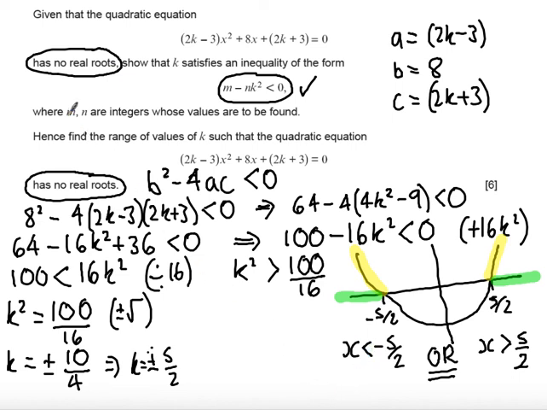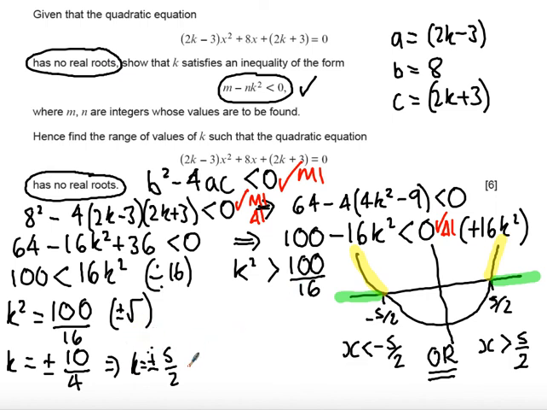Okay, so let's have a look to see how this question is marked. First of all, there is a method mark for indicating the correct relationship between the discriminant and 0 for no real roots. Next, at this line here, we have a method mark if you've attempted to substitute in the values and have got at least 2 of these terms correct, and you get an answer mark if you get all 3 terms correct. Next, we get an answer mark for a convincing argument getting to the stage 100 - 16k² < 0.